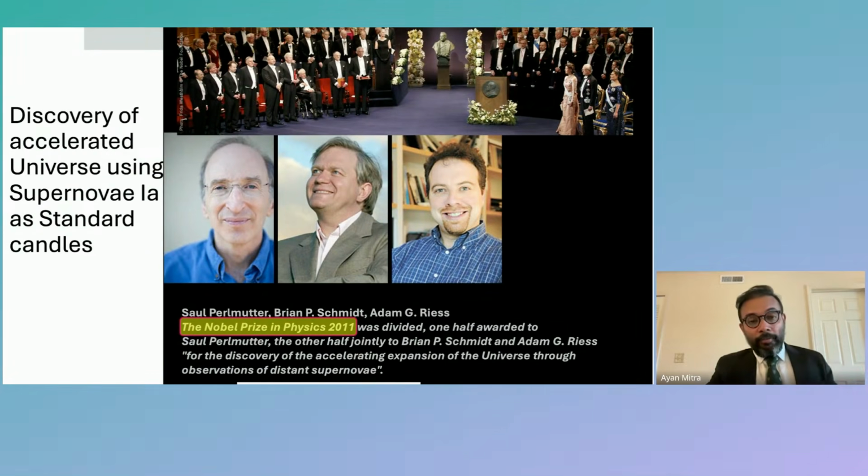This was such a big revelation in the entire lifetime of human history that the Nobel Prize in Physics in 2011 was given to Perlmutter, Riess, and Brian Schmidt for the discovery of the accelerated universe using type 1a supernova standard candles.